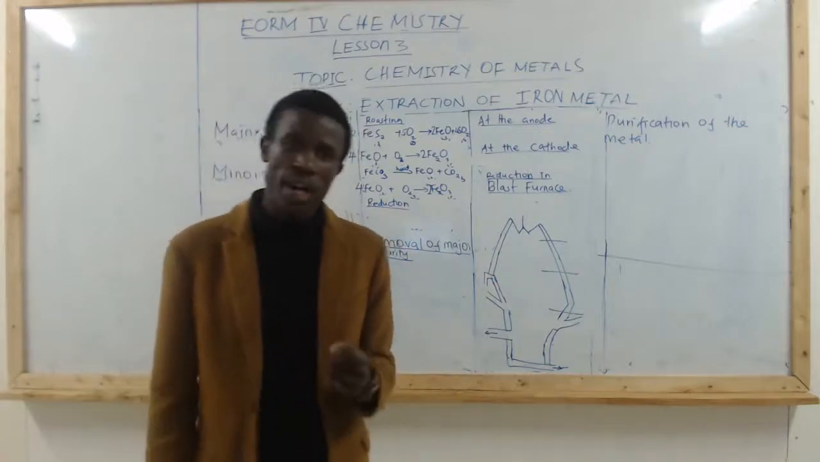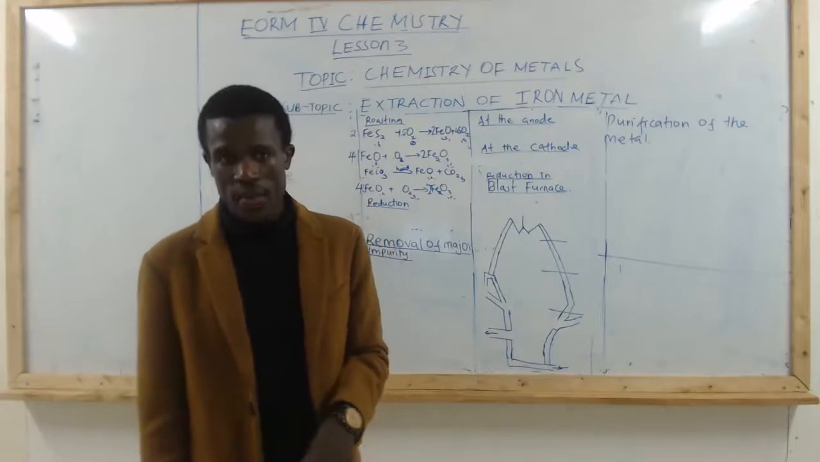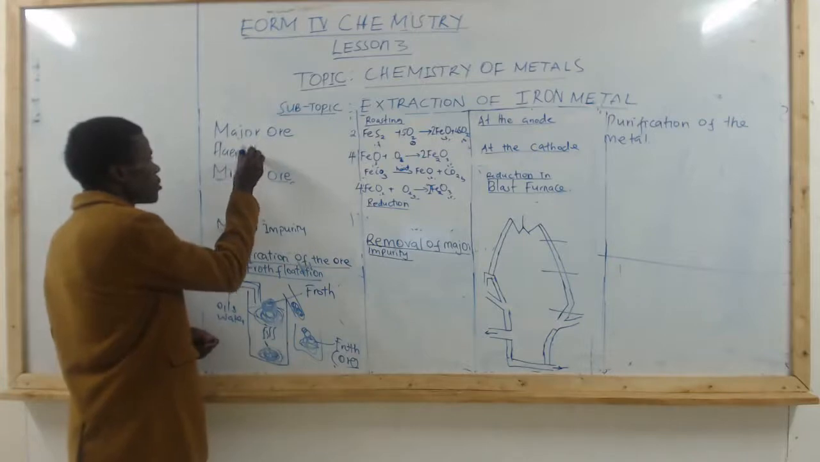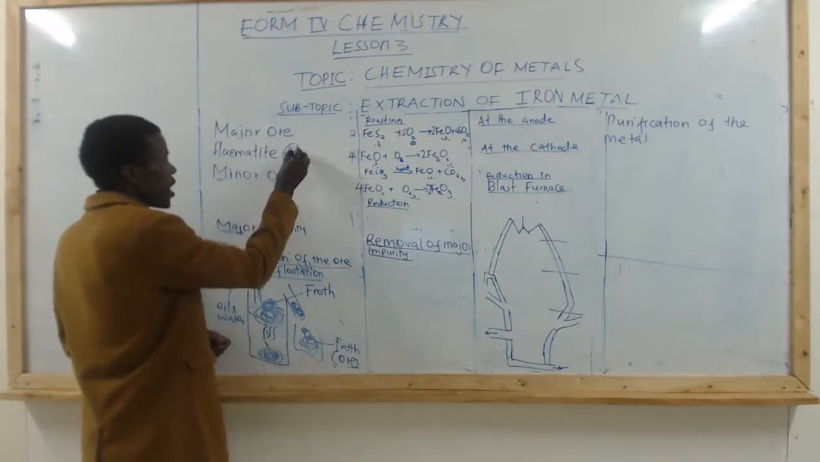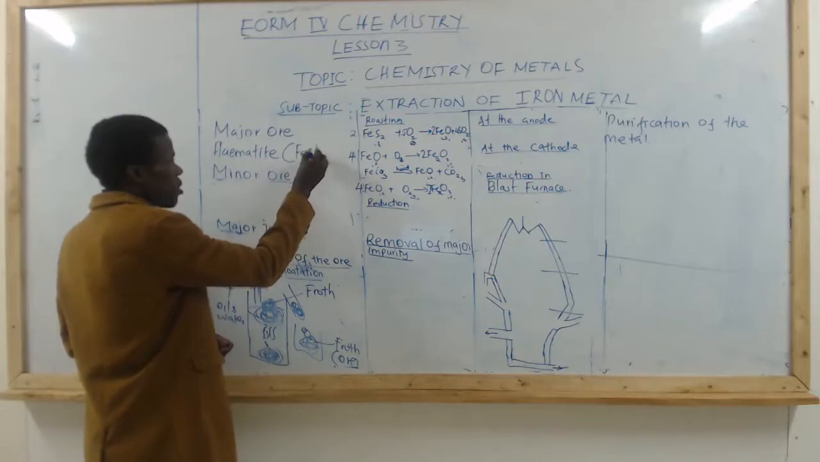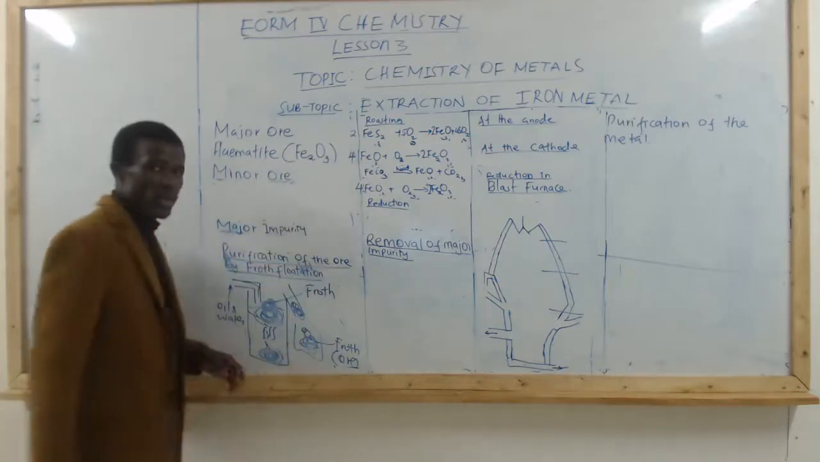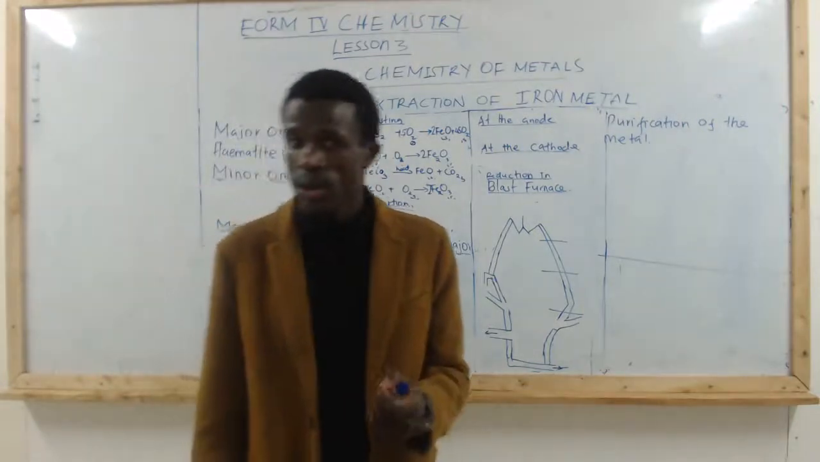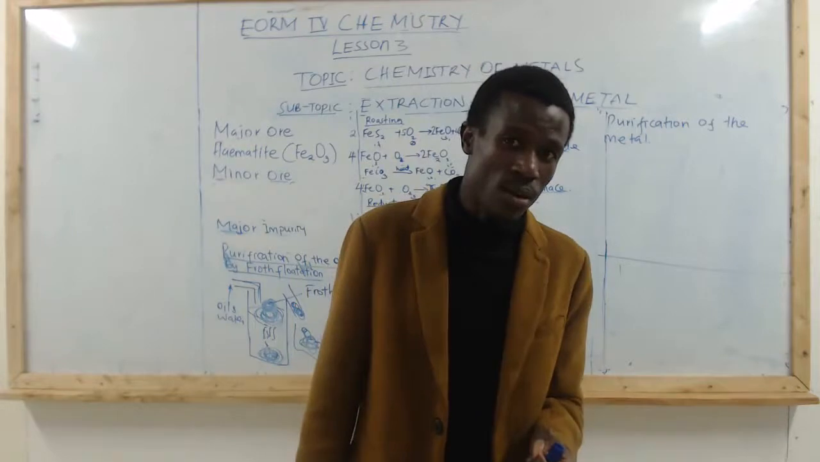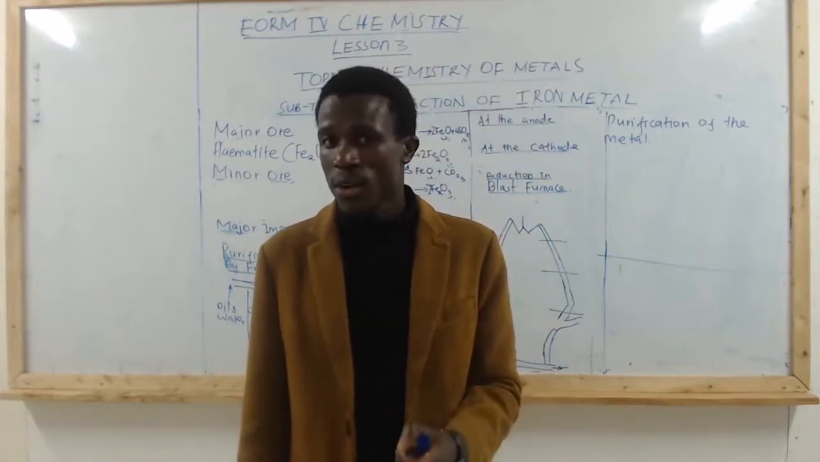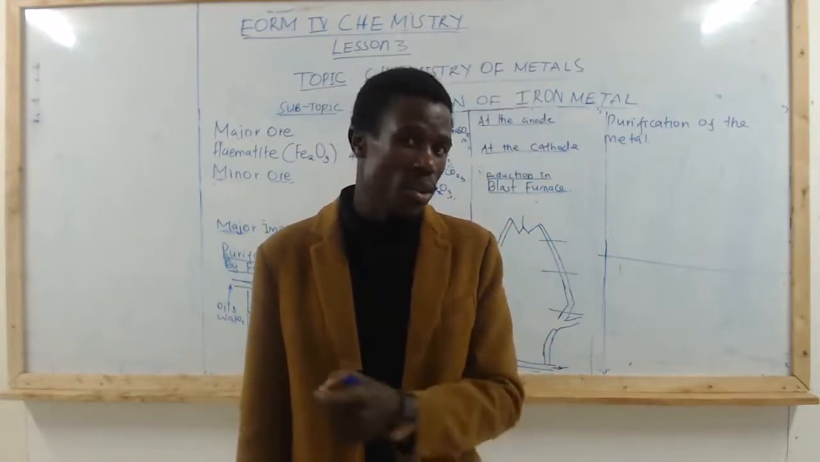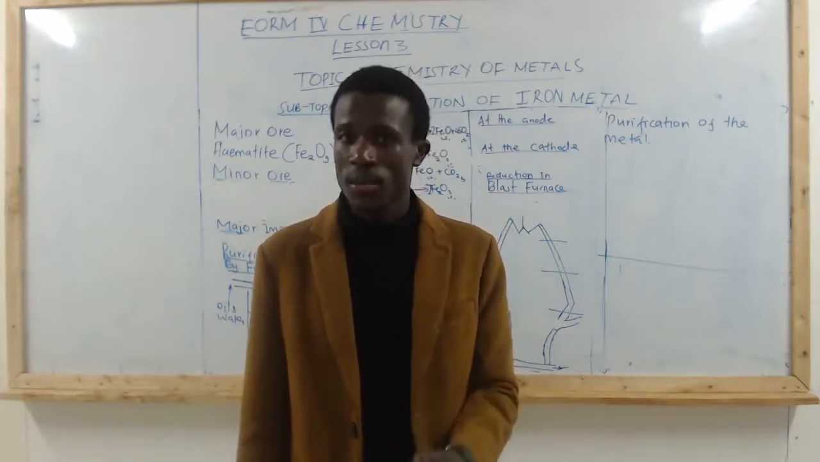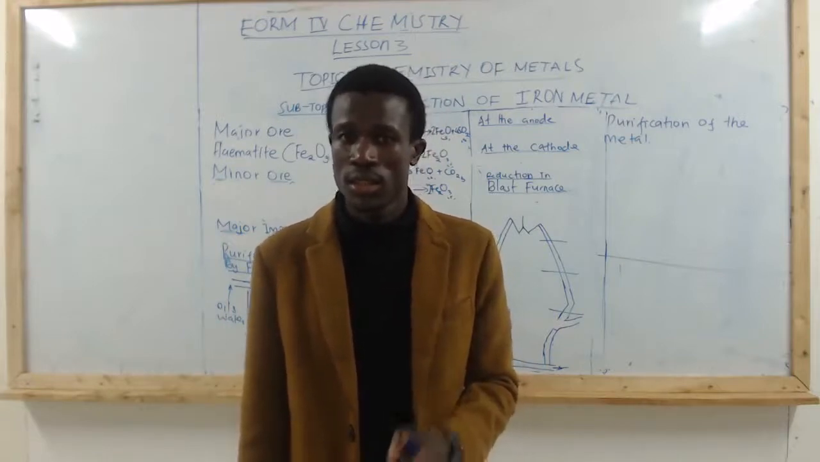The major ore in which iron exists is known as hematite. So we have hematite. Hematite is iron 3 oxide. The minor ores in which iron exists, we have got 3 of them. But remember the meaning of a minor ore. A minor ore is an ore which contains a metal but in small quantities. But a major ore is an ore which contains the same metal but in abundance or in large quantities.